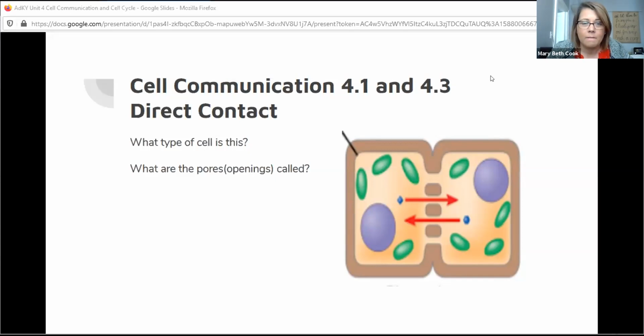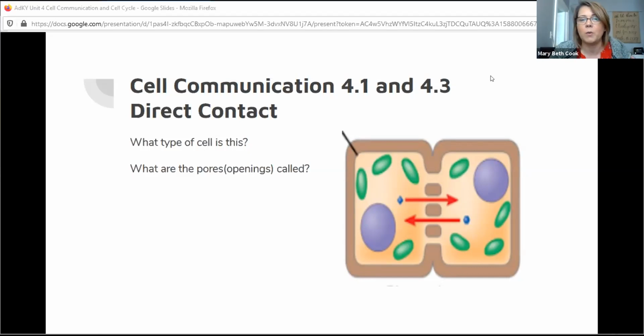All right, so I'm getting some good answers. Most of you are saying this is a plant cell, good job. And the openings or the pores, I'm getting some different answers here, but I did see plasmodesmata. So that's what I was wanting you to go with there. And once you know this is a plant cell, that's going to help you answer some questions that they may throw your way.